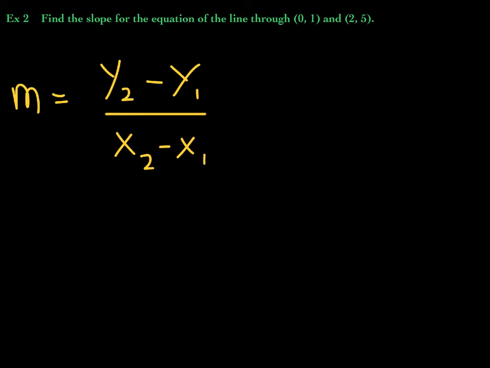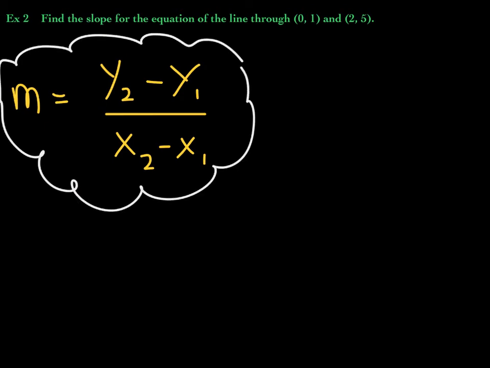I think it would be a good idea if you wrote this down in your notes and you highlighted it, label it as the slope formula. You're going to need to use this formula many times throughout this course. Now, these subscripts here, 2 and 1, they're just used to differentiate between one x coordinate from another, one y coordinate from another.